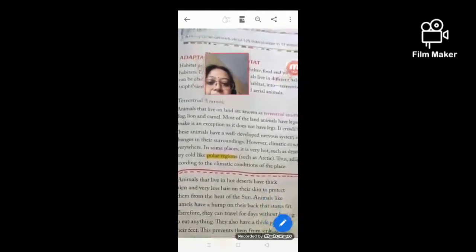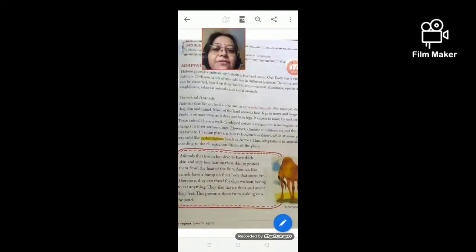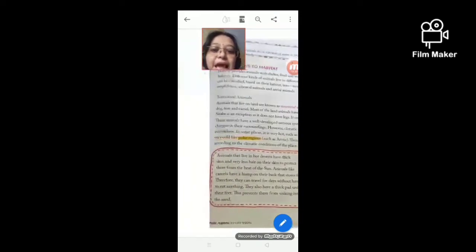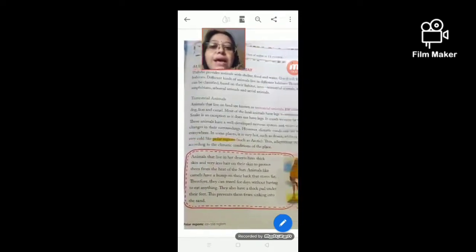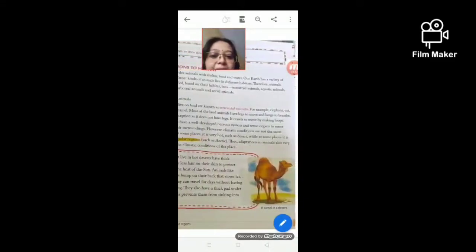Now, see terrestrial animals. Animals that live on land are known as terrestrial animals, for example, elephant, cat, dog, lion and camel. Most of the land animals have legs to move and lungs to breathe.